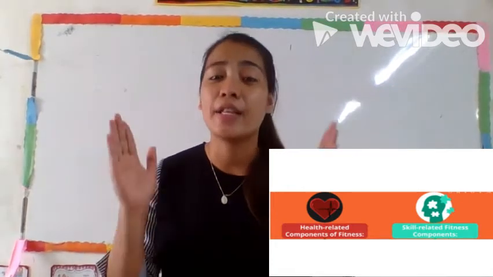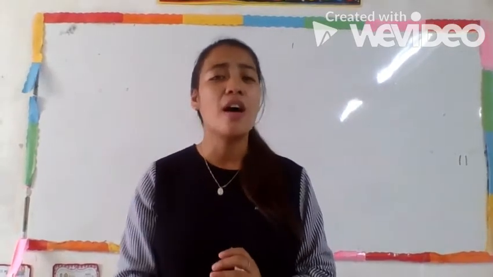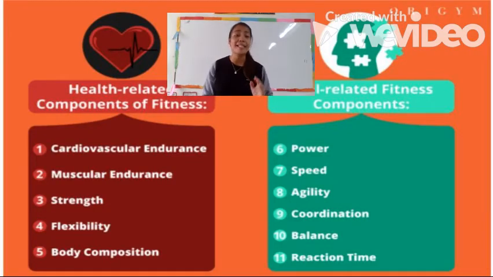Skill-related fitness is for the development of your physical health for sports and athletic events. And health-related fitness, what is it? Yes, exactly. This is for the betterment of your health. So who can give me examples of skill-related fitness? We have agility, coordination, balance, speed, power.